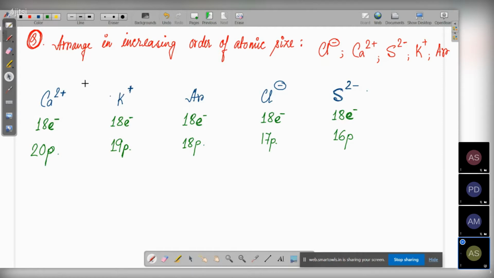Now let's see the answer. What will happen over here? Don't go into the chemical technicality. Think of it like a simple tug of war competition happening. You know tug of war, right? Do you know what tug of war is?